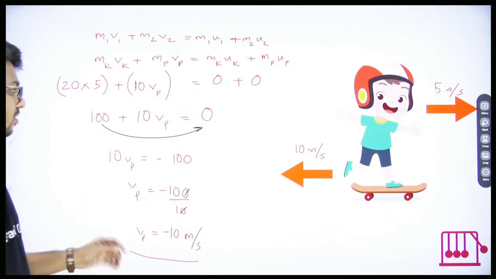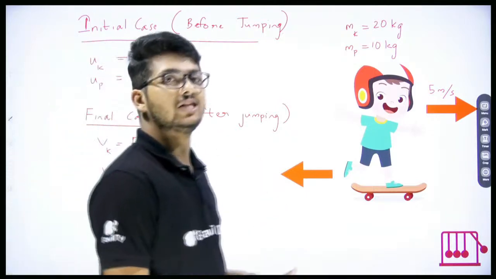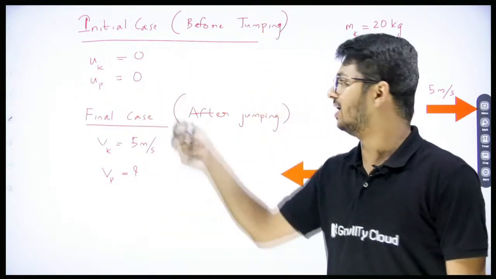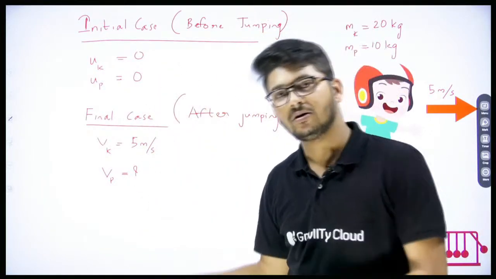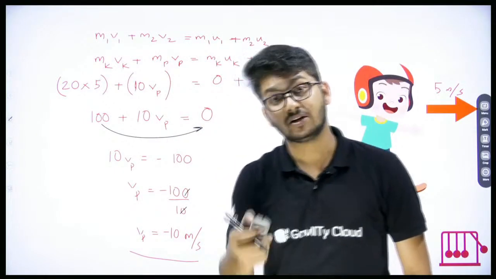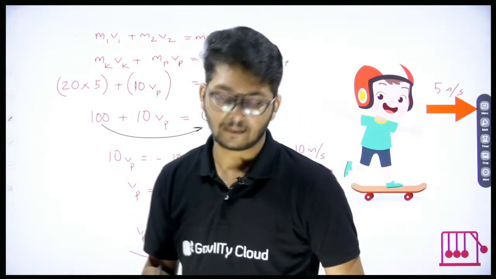Good? Simple. So the first step, as always, is identifying the given information, and for this particular case, you have to identify the initial case, the final case, write down the given information, then use m1v1 plus m2v2 is equal to m1u1 plus m2u2, and then you will get the answer. Simple. Good. Chalo.